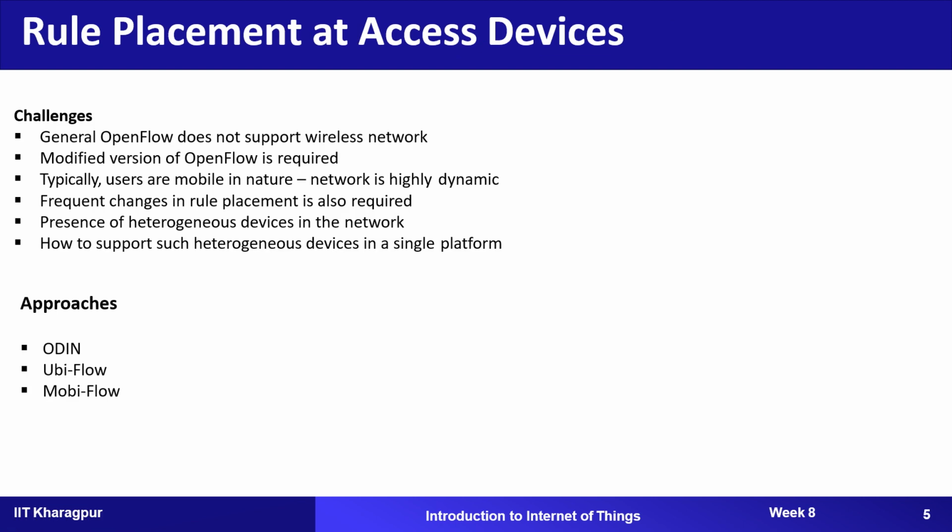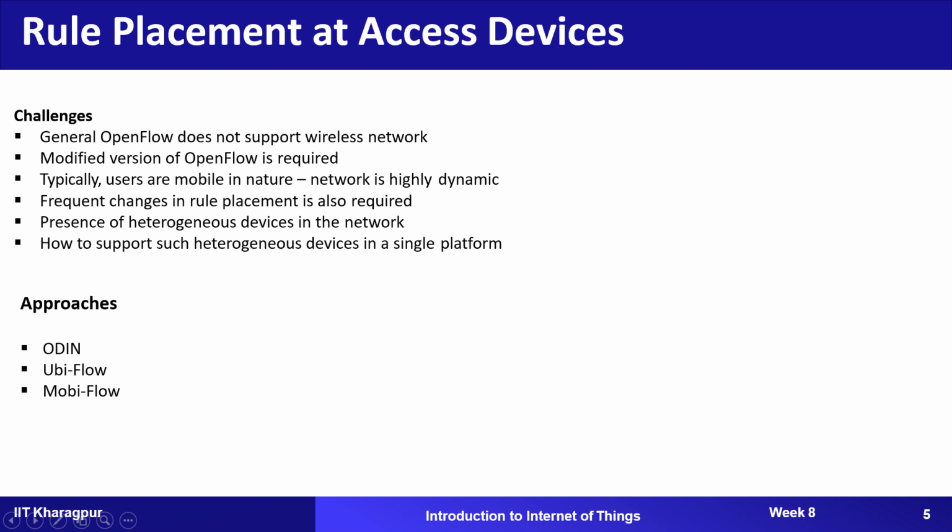Now the challenges. The original OpenFlow does not support wireless networks, so we have to introduce some protocol which will support your wireless network. A modified version of OpenFlow is required, which can support your wireless network. Typically the users are mobile in nature, due to which the network is dynamic. Managing a dynamic network is difficult, right? So this is also one of the challenges.